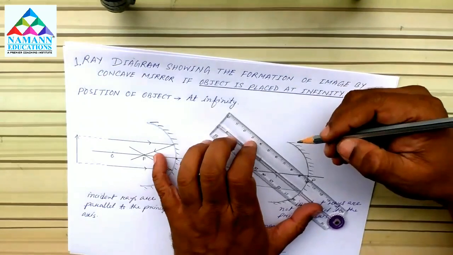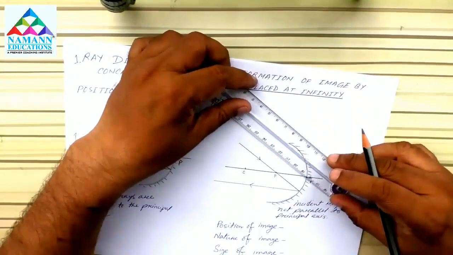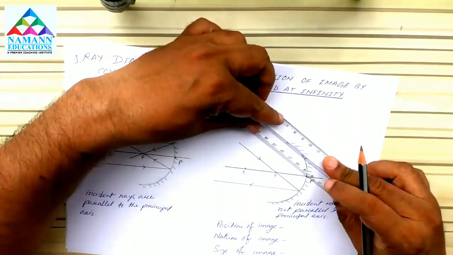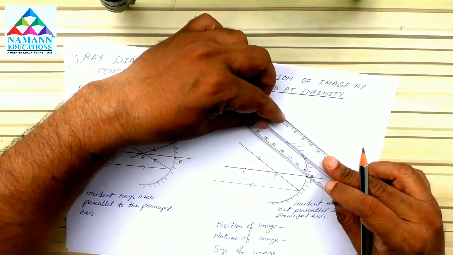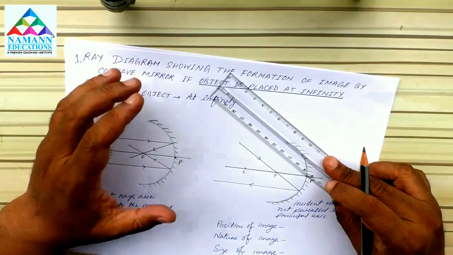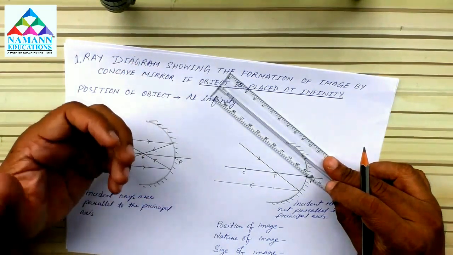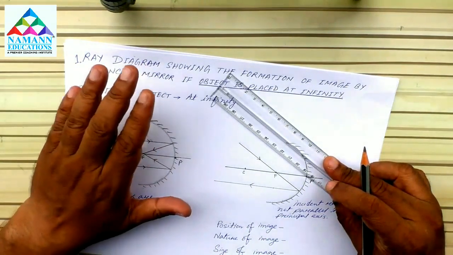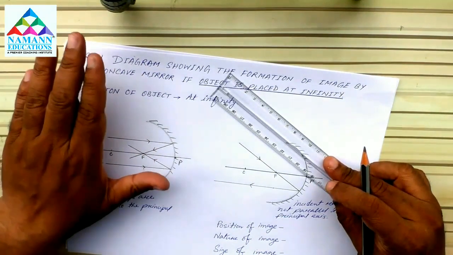And for the formation of an image, minimum 2 rays are required, because an image is a point where 2 or more light rays converge, or a point from where 2 or more light rays appear to diverge after reflection or refraction. So for image formation, the minimum required number of rays is 2.